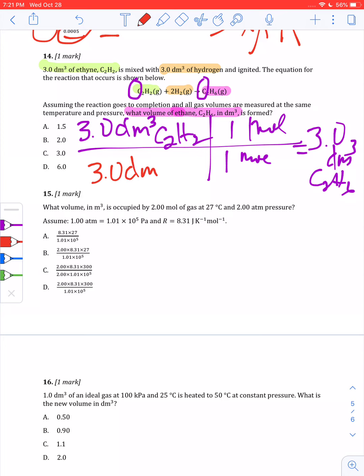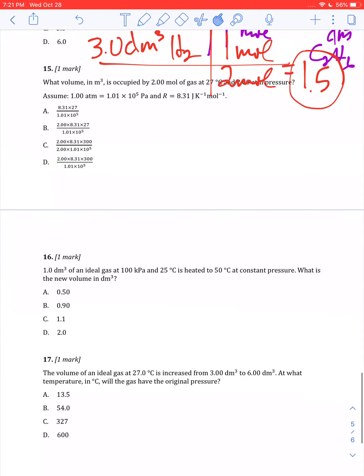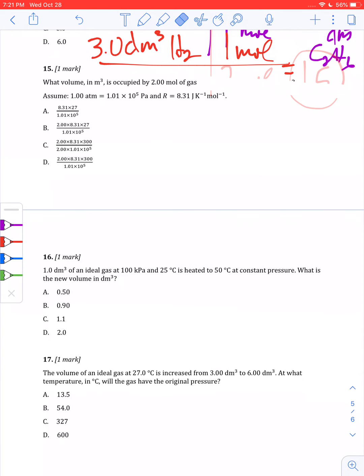Now, if I do the other one, I'm still starting with 3, but now it's going to be the hydrogen gas, the H2. So my mole ratio is going to be different because the hydrogen has a 2. So it's 2 moles of hydrogen to 1 mole of the product. And so this one gets divided by 2. And so 3 divided by 2 is 1.5. And then if you remember that for limiting reactant problems, the smaller number is always the correct answer for the product. So that means that our answer would have to be A on that one.